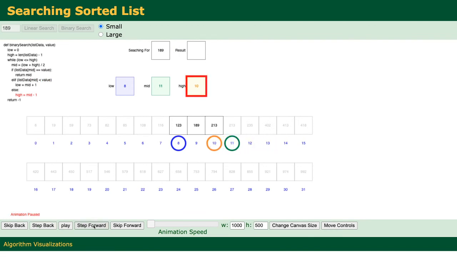We're going to calculate a new midpoint, 8 plus 10 divided by 2, which is going to be 9. At this point, we are going to compare. In this case, we will see that the number matches. This means the number at the midpoint is equal to the number that we are searching for. This means we have found the element. So we are going to return the index at which it was found, which is 9.